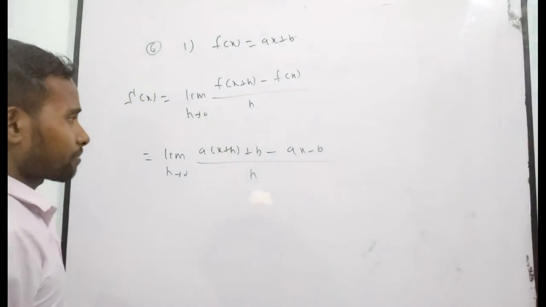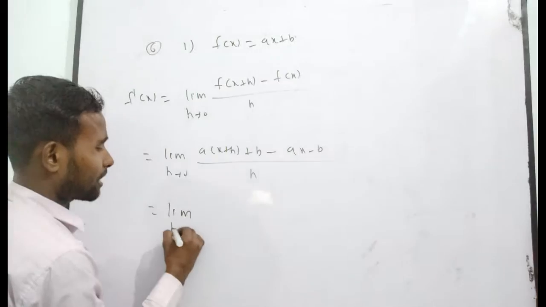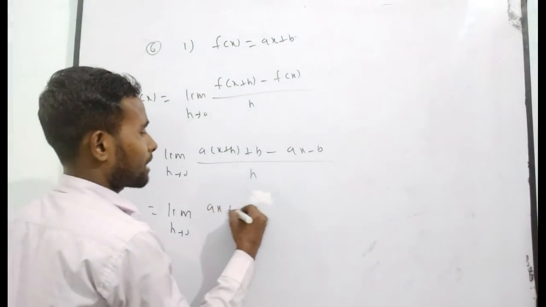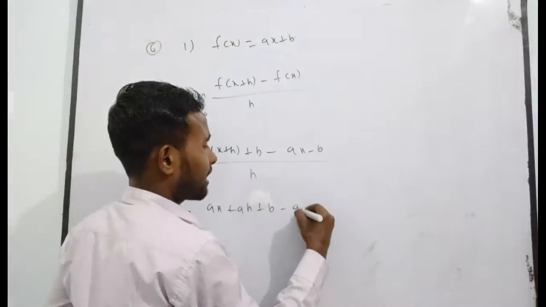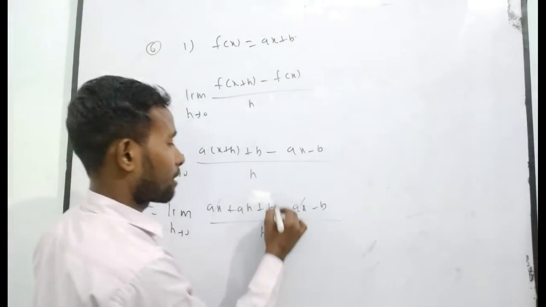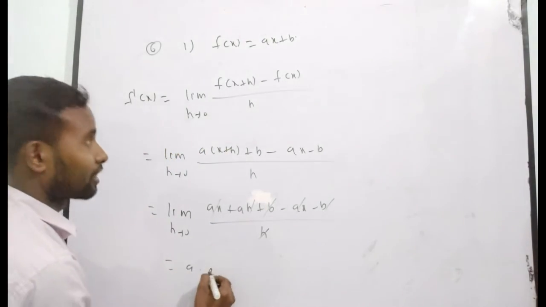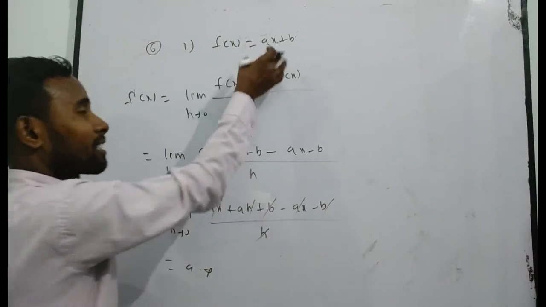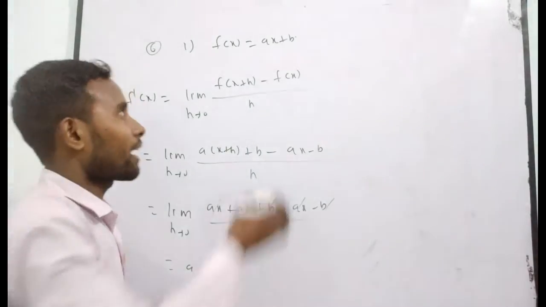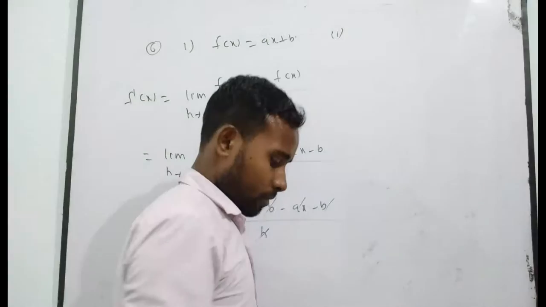Now after multiplying, what do you get? Limit h tends to 0 of ax plus ah plus b minus ax minus b, divided by h. ax cancels, b and minus b cancel, h and h cancel, so it will be what? a. So the derivative of f(x) with respect to x will be a. It's very easy. Now we take the next problem.